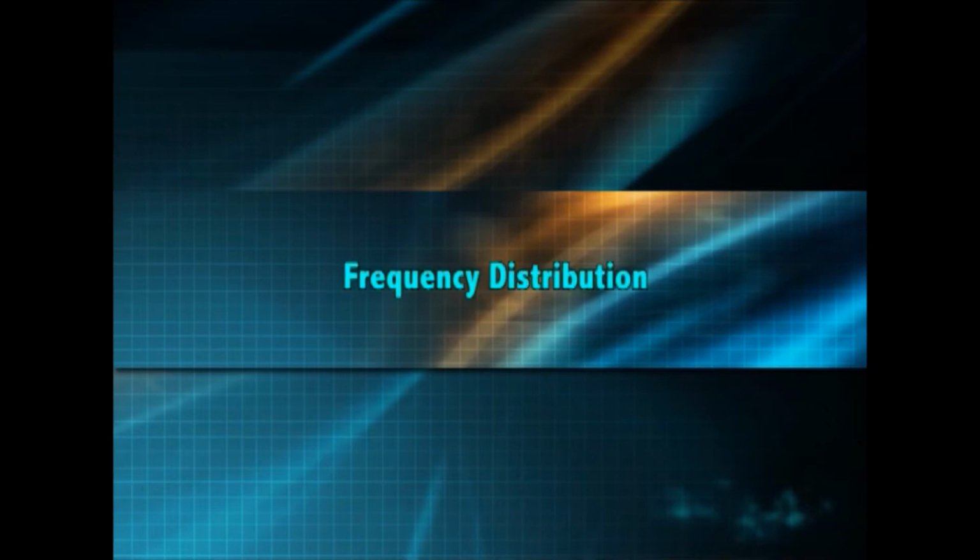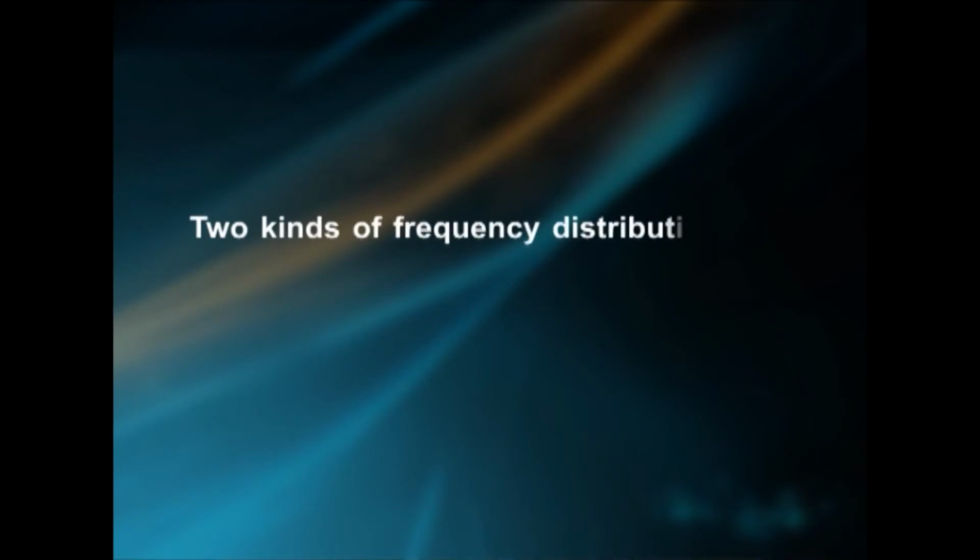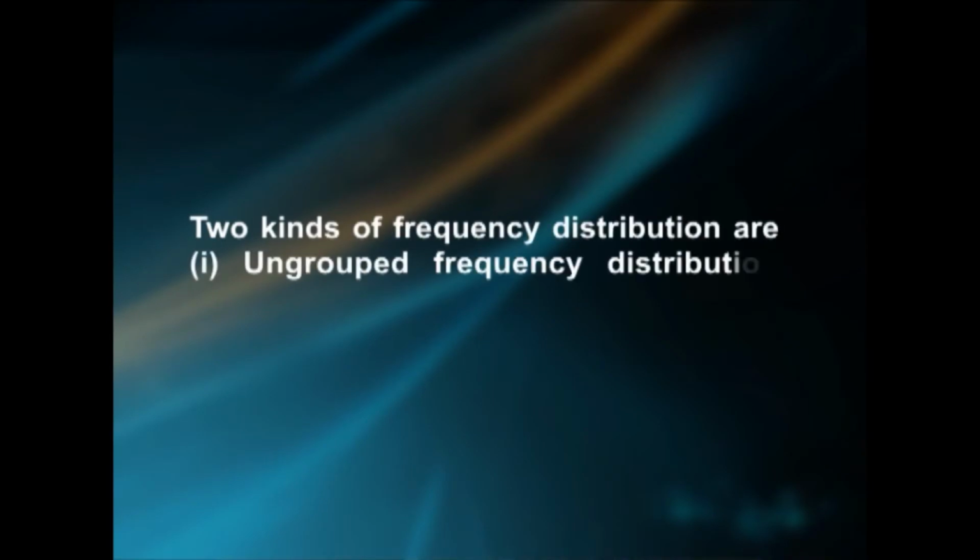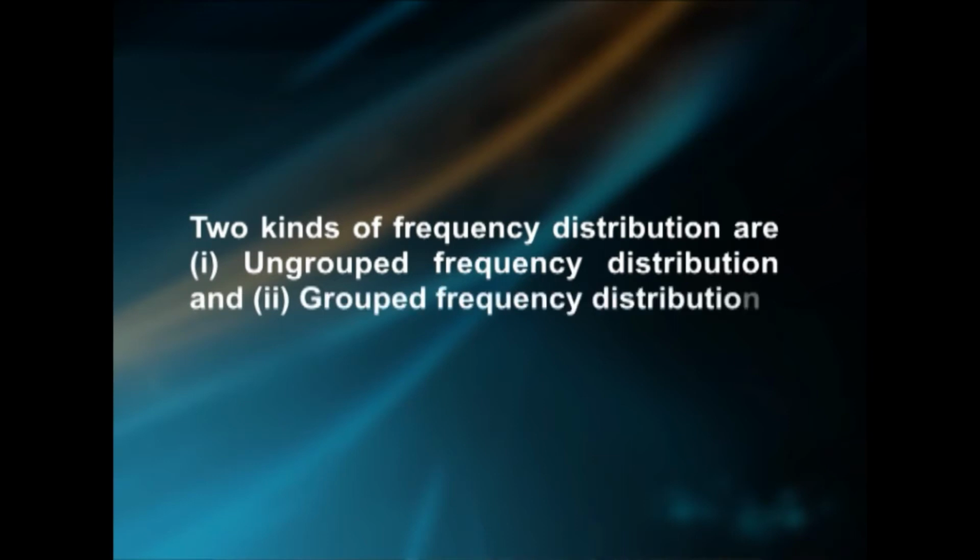Frequency distribution. Frequency distribution is the orderly arrangement of the data classified according to the values of the variable. Two kinds of frequency distribution are 1. Ungrouped frequency distribution and 2. Grouped frequency distribution. An ungrouped frequency table is a representation of the collected data in the form of two columns, where one column contains values of the variable and the next column contains the number of times each value is repeated, which is called the frequency of that value in the set of collected data.